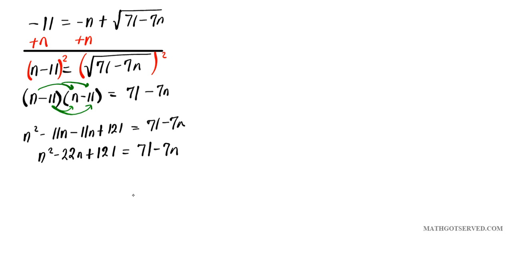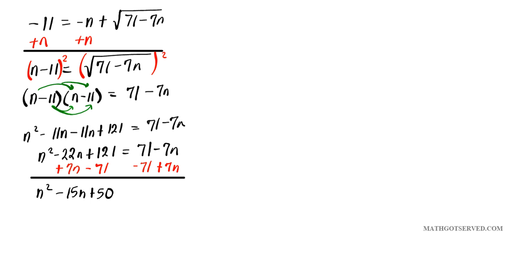Now, what do we have here? We have a quadratic equation. As we did in problem number 3, if you want to solve a quadratic equation, you have to put it in standard form first, okay? Let's go ahead and do that. Set it equal to 0. So you subtract 71 from both sides and add 7n to both sides. We have to make sure that the terms are in descending order of degree. So we have n squared minus 15n plus 50 equals 0.